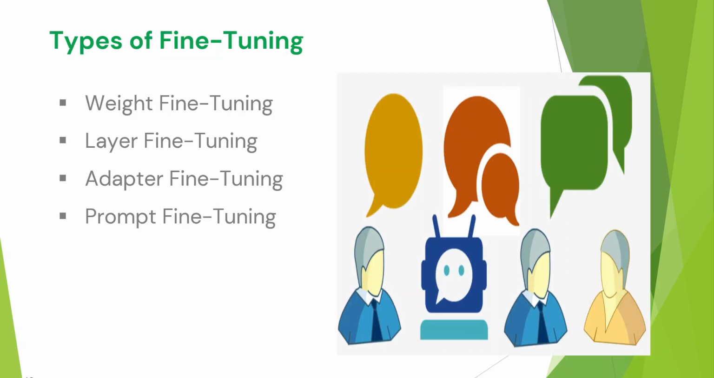And there are several types of fine-tuning, like weight fine-tuning, where we fine-tune the weights of pre-trained models; layer fine-tuning, where we fine-tune specific layers of pre-trained models; adapter fine-tuning, where we add a small adapter layer on top of the pre-trained model and fine-tune the adapter; and prompt fine-tuning, where we fine-tune the model using specific prompts or input sequences.